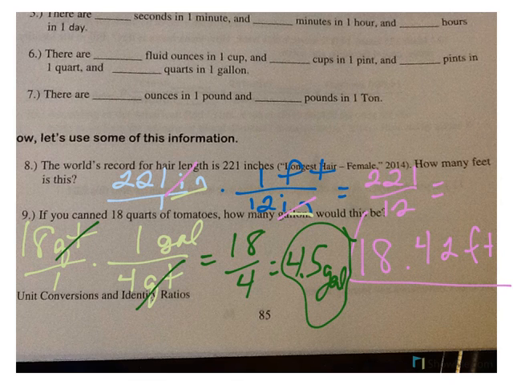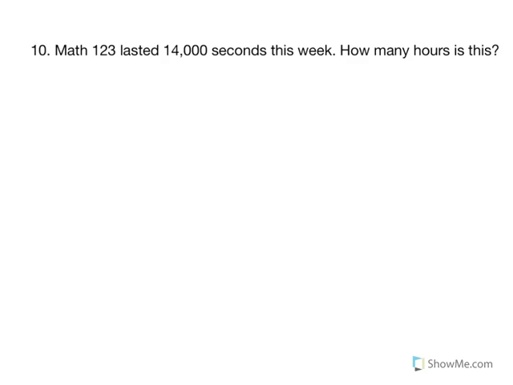Now, in number 9, you start with 18 quarts of tomato. So again, check it out. Quarts in the top, quarts in the bottom. They cancel out. I'm left with 18 over 4, which is 4.5 gallons. All right, let's look at number 10. We are on page 86. Sorry about that. Page 86, number 10.